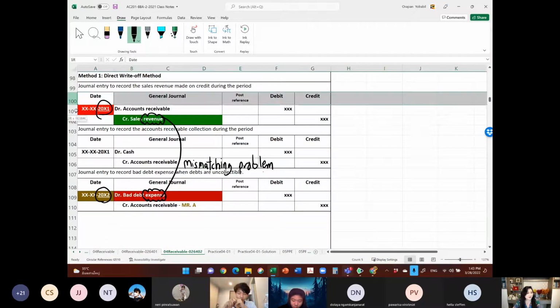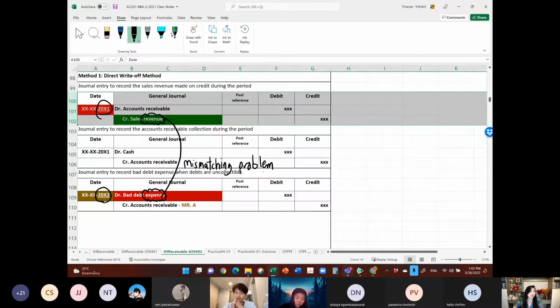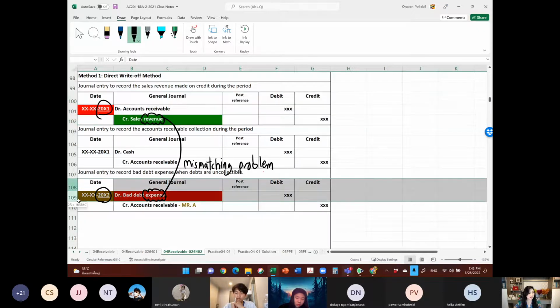Here for this, the revenue is earned and recorded in year one. Is that correct? Yes. Okay, and then you wait until you know for sure that Mr. A has gone bankrupt, and then you record the associated expense, which is the so-called bad debt expense. So for this particular case, when do you record the bad debt expense?